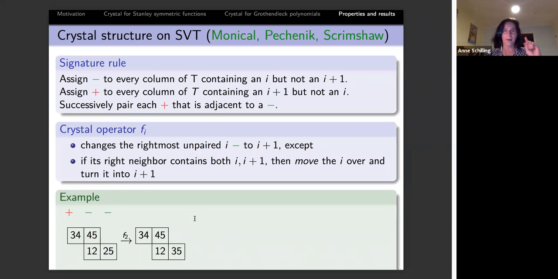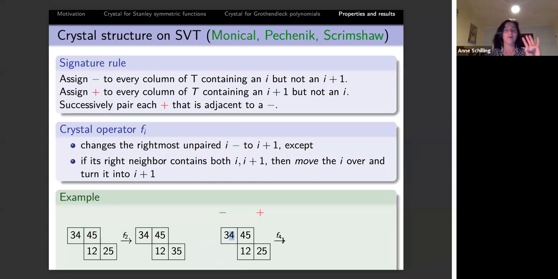And there's one extra case that can happen. So let me explain that in terms of the next example. So suppose we wanted to do an F4, right? Then how do we assign our pluses and minuses? Well, here we see a 4, so that's a minus. Here we see a 4 and a 5, so we put nothing. So when you see a 4 and a 5 together, you do nothing. And then for the 5, we put a plus. And then the F4 should act on the rightmost unbracketed minus, so that should make this 4 into a 5.